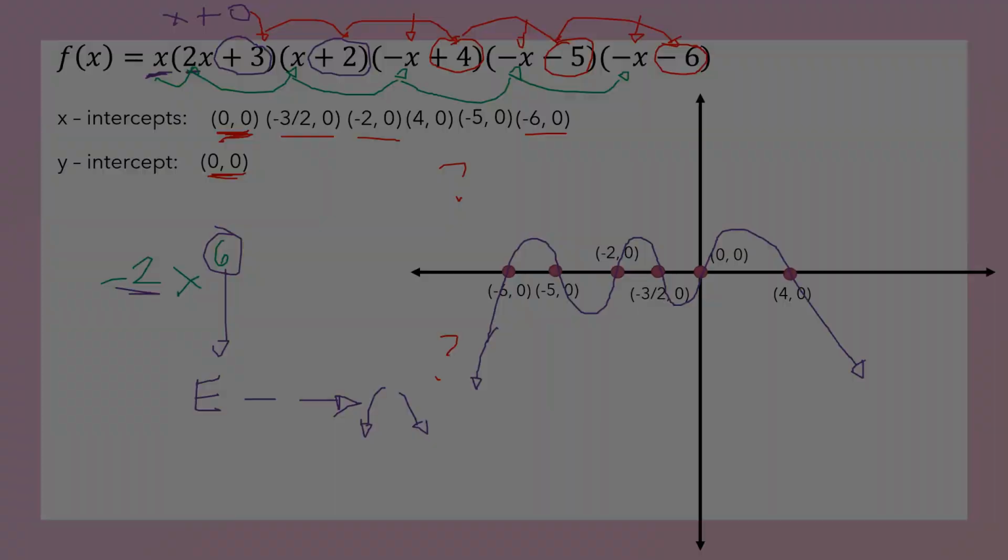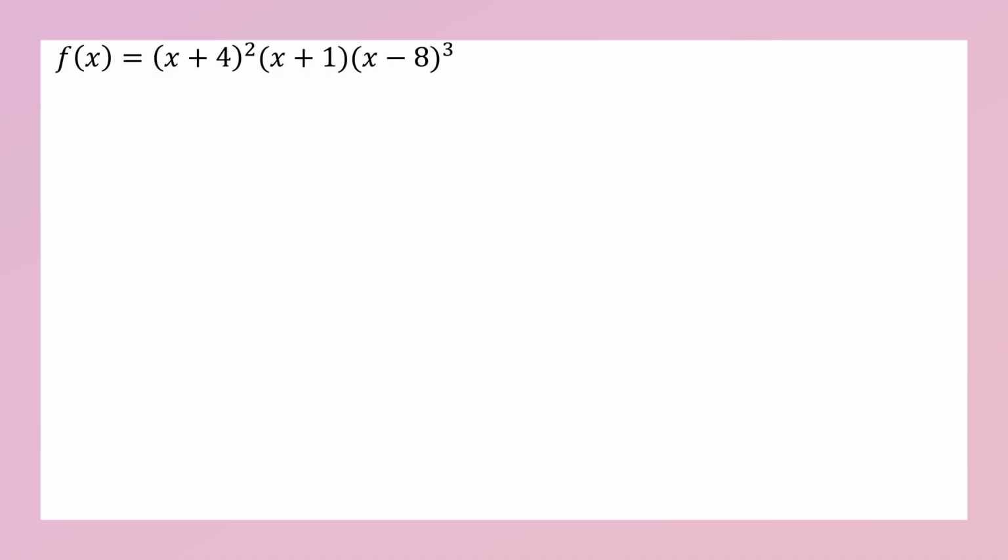Next one. Okay, how about this one? So this time, as you are seeing, our factored forms are in exponential forms. The first term is in exponential form and the third term is in exponential form. Once you see this, this simply means that there is multiplicity. So how will this affect our graph of the polynomial function?